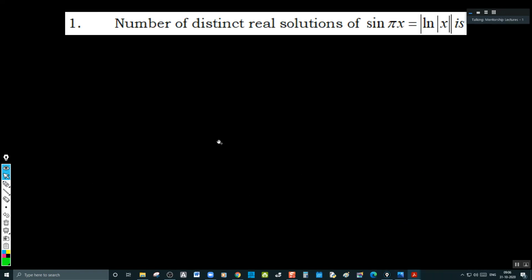Number of distinct real solutions of sin pi x is equal to modulus of ln mod x. Integer type questions. This type of questions, it is inevitable that they are to be solved using graphs only. Because the RHS contains a modulus, no part of the graph lies below the x-axis. These are some simple understandings you must have.